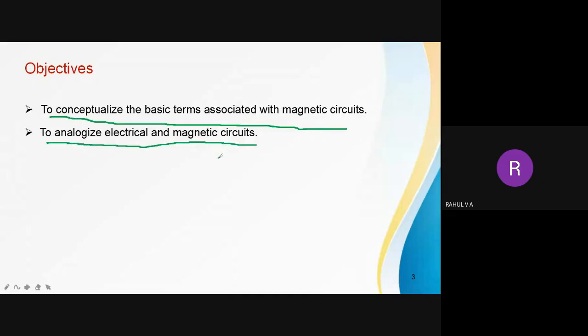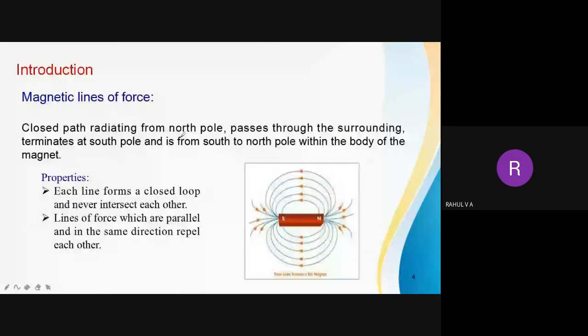The first one is magnetic lines of force. So what are magnetic lines of force? Basic things, maybe you know already. It is a closed path radiating from the north pole, passing through the surrounding and terminating at the south pole. Okay, it is a closed path radiating from the north pole of the magnet, passing through the surrounding, and terminating at the south pole.